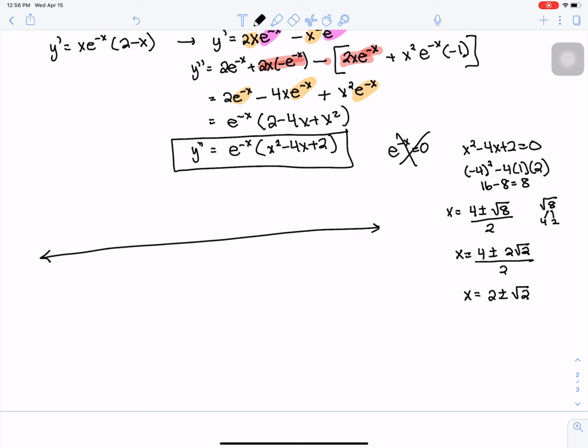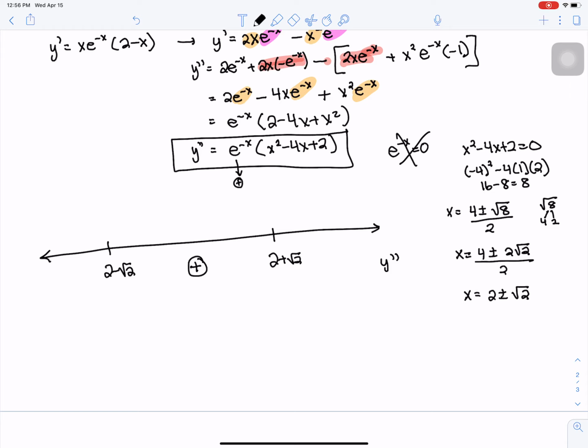Now be aware, in the future you would not necessarily have a calculator to do this. So 2 minus root 2 is going to be a smaller number than 2 plus root 2. Take a number in between, so 0, and sub it into my function. Remember, e to the minus x is always positive, so the sign is going to be determined by the quadratic. When I sub in 0, I get 0, 0, and a 2. So that's positive for my second derivative.